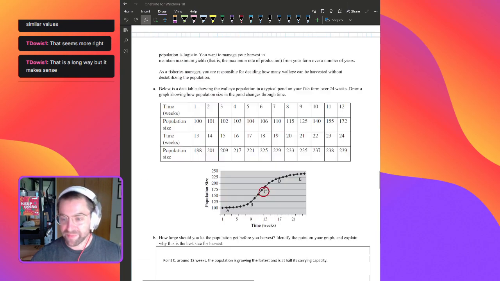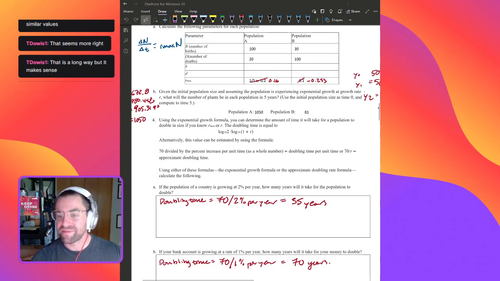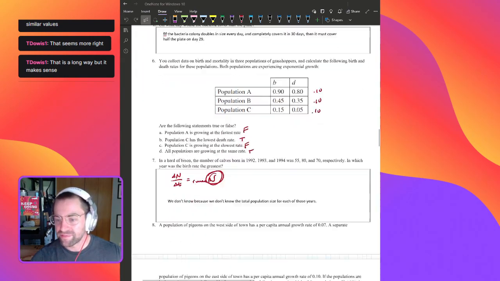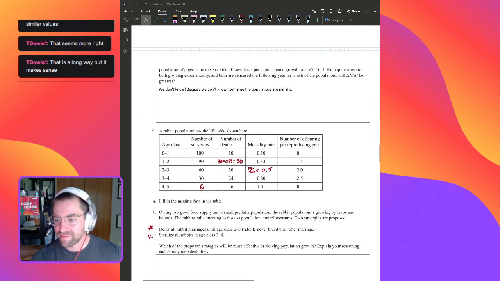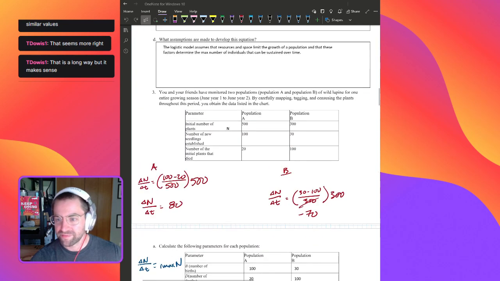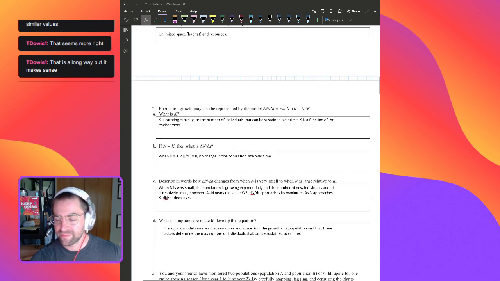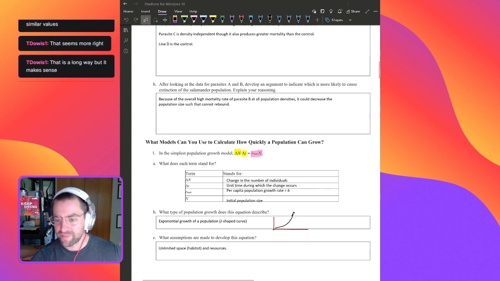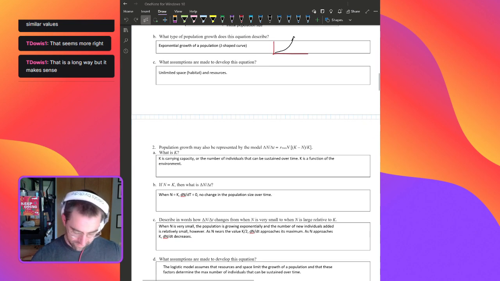Alrighty. Let me scroll back up to the top here and just copy down our formula. Sorry if I'm making y'all dizzy here. Here we go. Delta N over delta T equals R max times N times the quantity K minus N divided by K.